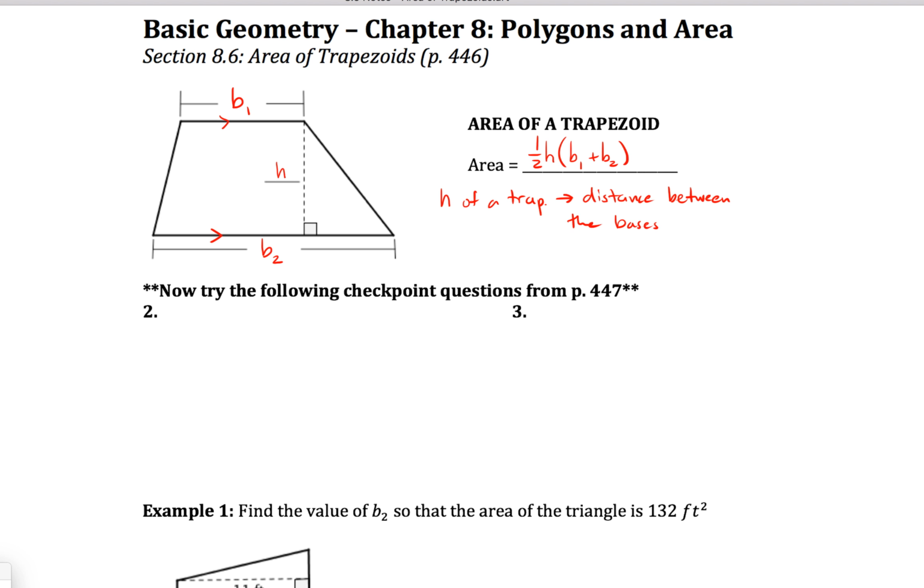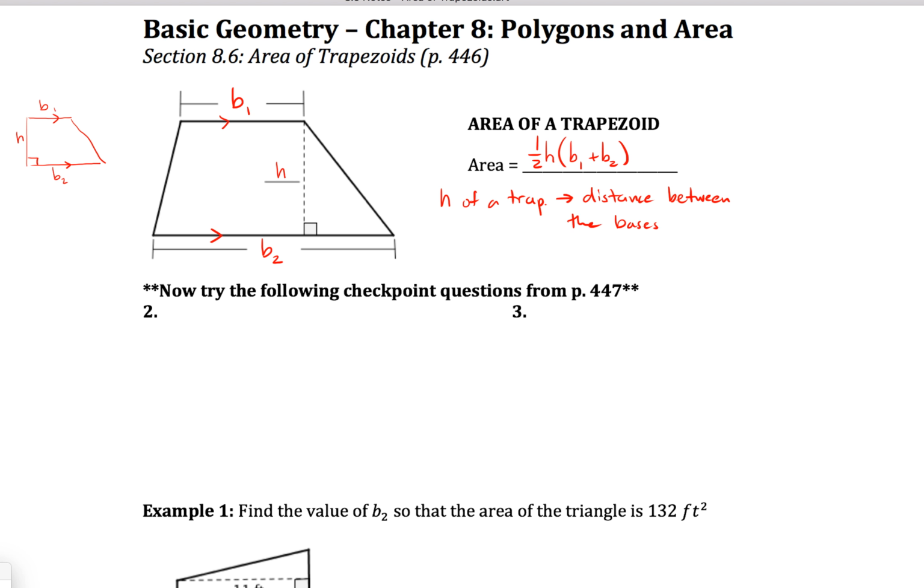You might occasionally see a trapezoid, I'll see if I can sketch one over here somewhat decently, where the height is actually going to be one of the sides of the trapezoid. So for instance, if I had a trapezoid where these two sides are parallel and this leg right here is actually perpendicular to the bases, then that could be the height, and this would be B1 and B2. Most of the time, though, with trapezoids, you're going to see height indicated as kind of a dotted line or a thinner line inside the trapezoid.